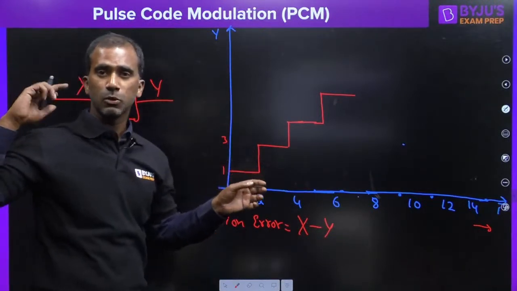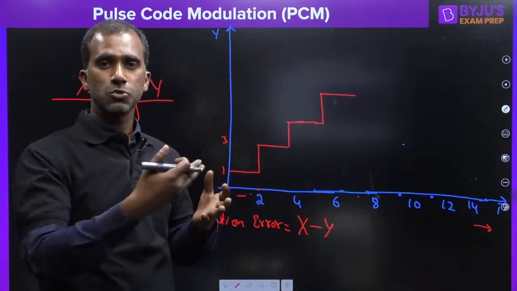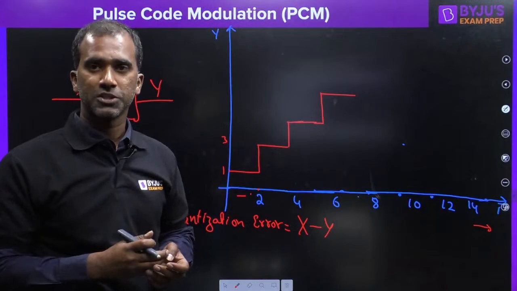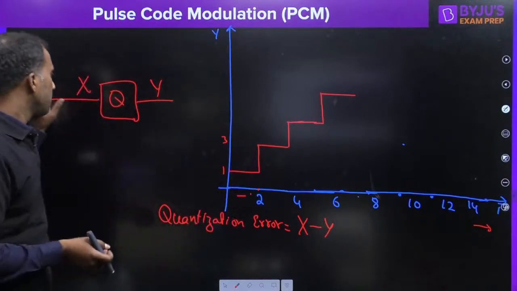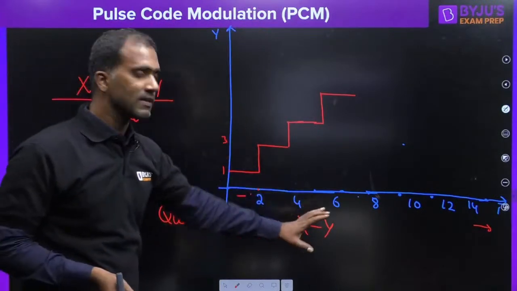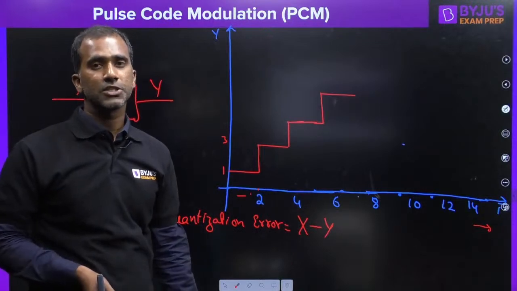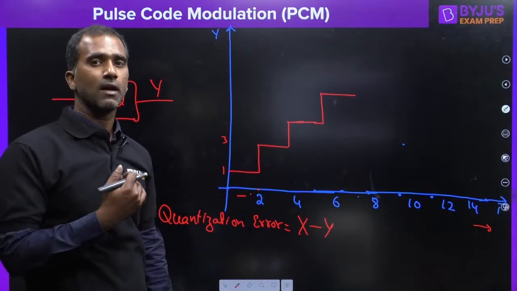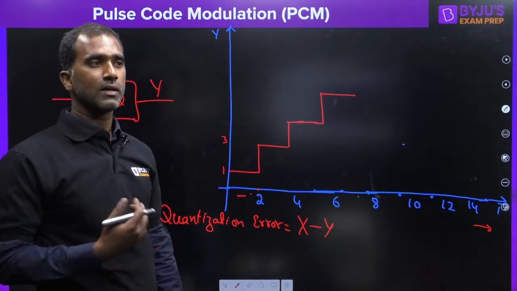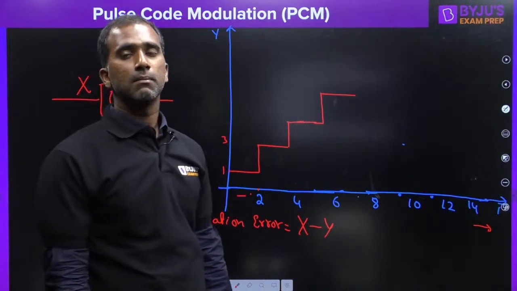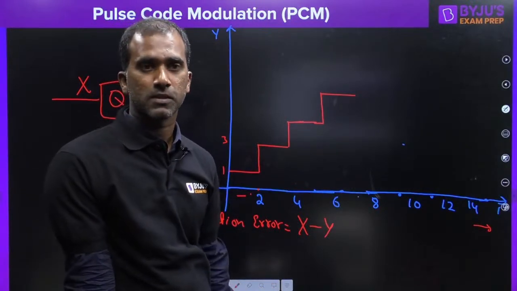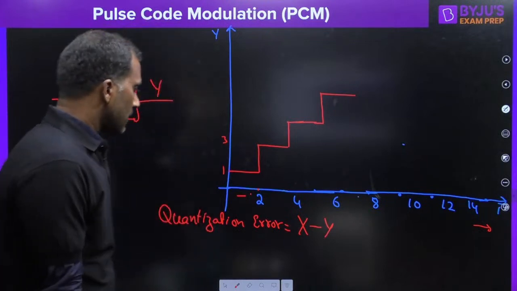In the previous example, 2.1 volt is given, that is quantized as 2. The difference between 2 and 2.1, that is what we call quantization error. In a generic manner, input to the quantizer minus output of the quantizer, we call it quantization error. So what is more important for us is the maximum quantization error, which we have discussed, which is equal to half of the step size.